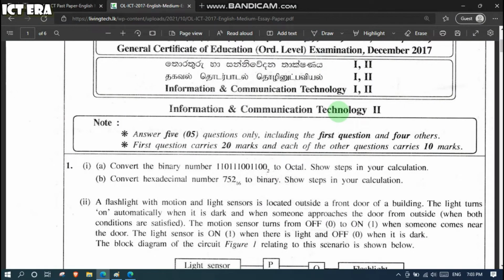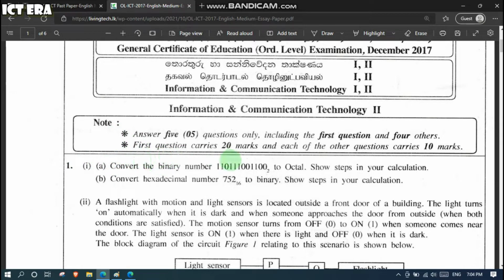Hello friends, today I'm going to discuss the 2017 O-Level Part 2 paper. There are 7 questions in this Part 2, and the first question is compulsory. From the other 6 questions we can select 4, leaving 2. So let's start. First one, Roman number 1, A.